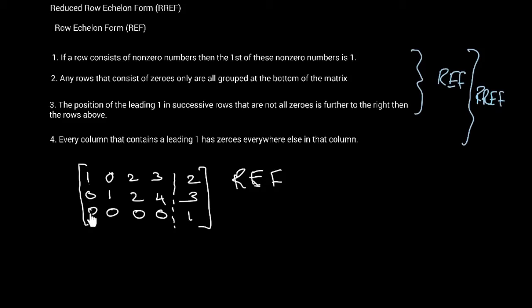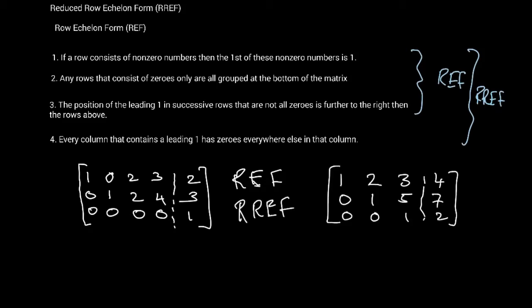First column, leading one, below it all zeros. Second column, leading one, above and below zeros. And then we have the third column, no leading ones. Therefore, the fourth property is also satisfied. There are only 2 columns that have leading ones. So this is in RREF, in fact. This is RREF.